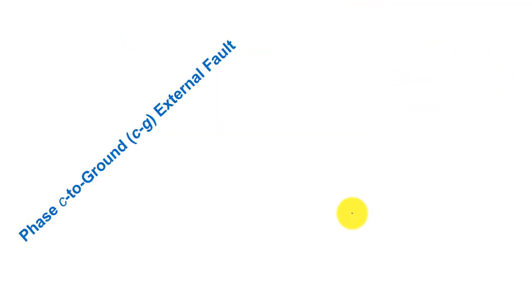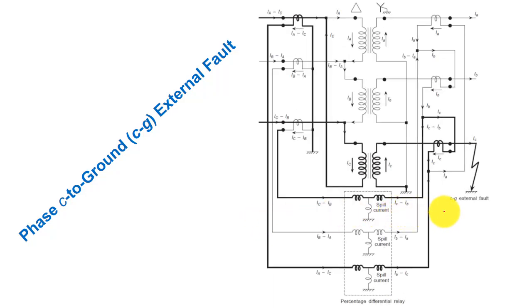Now let us see an external fault that is happening from phase C to ground. Then what will happen to your scheme? For this external fault we can see that this is your fault current IC, and in fact this fault current will have an impact on the primary side of the transformer.